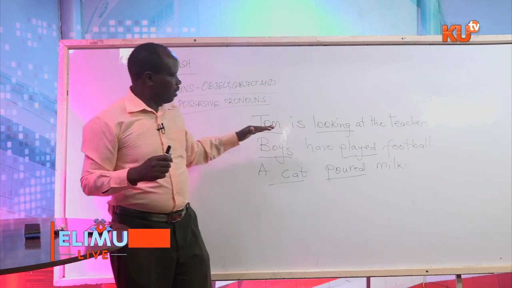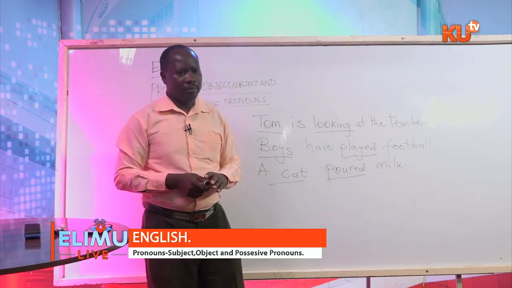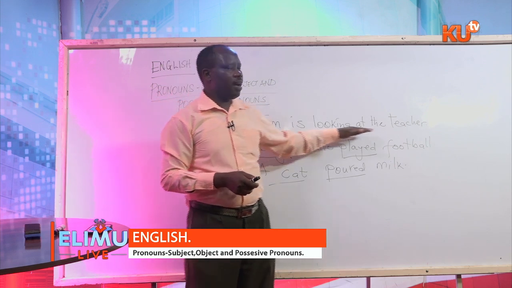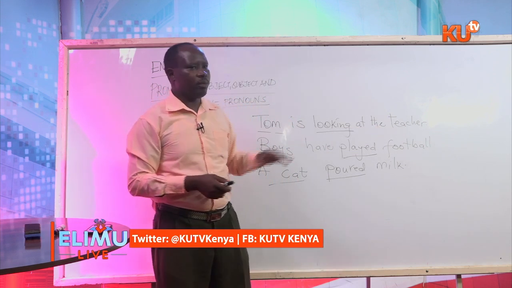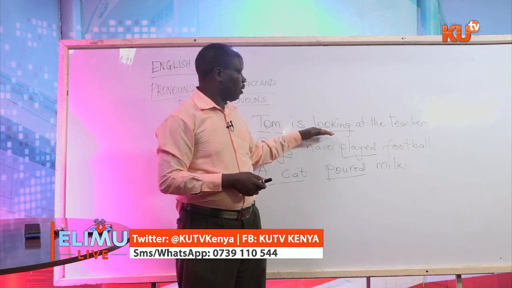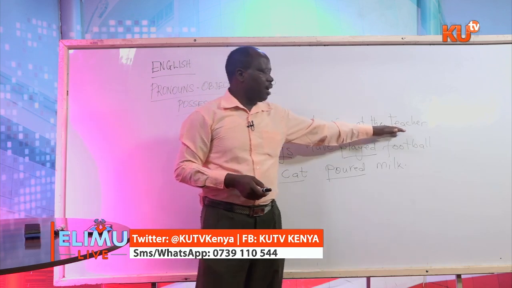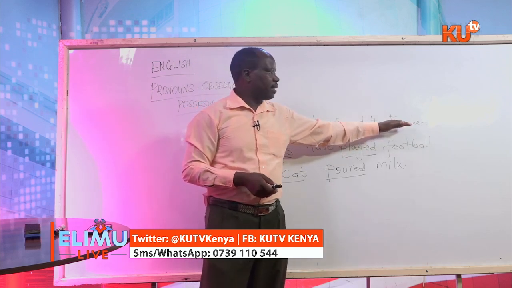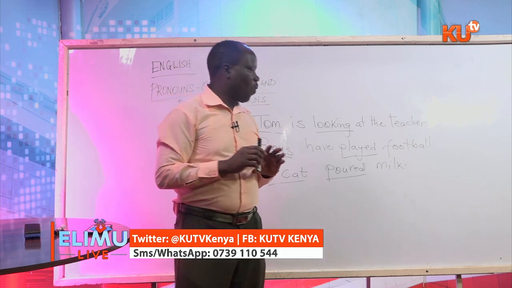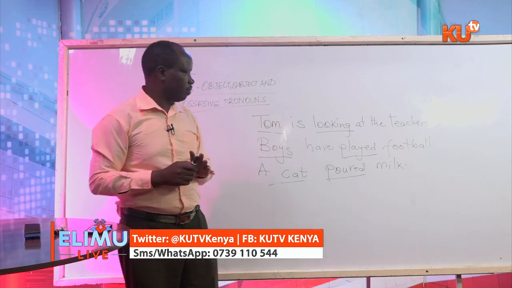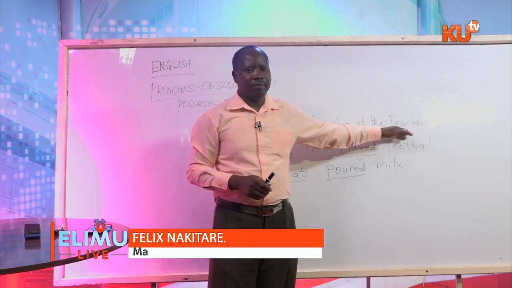If we look at the first example sentence, we can see that Tom is looking at the teacher. Tom, as we've said, is the subject. Looking is the verb that we have. Then teacher is the object, the receiver of the action. That is a noun on which work is done. So in our first sentence, the object is the teacher.